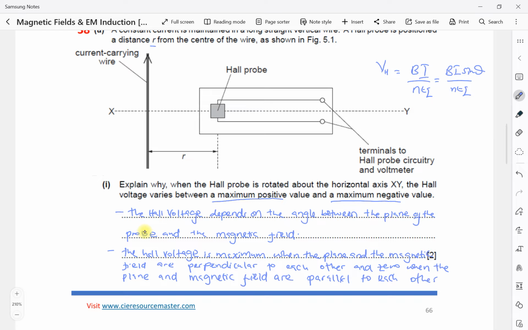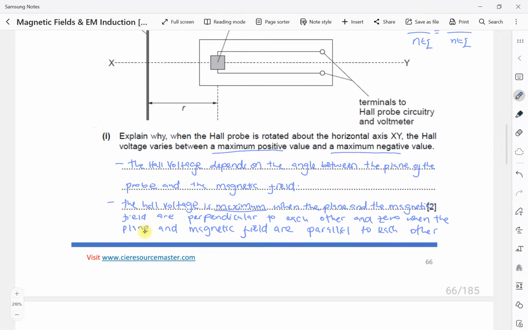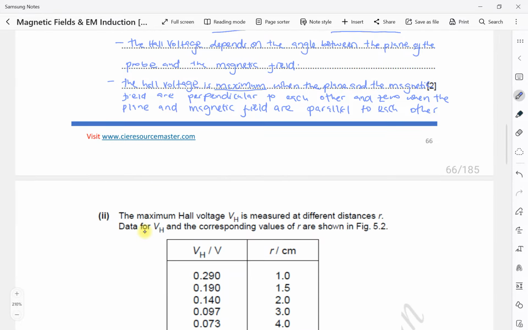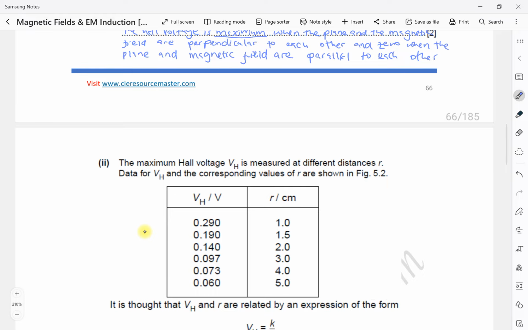Of course, it will be maximum twice because of different angles, different directions. It will be maximum twice, but of course it will be 0 whenever the plane of the Hall probe is parallel to the magnetic field. So it depends on the angle between the plane and the probe. When the angle is 90 degrees, then it is maximum. So it can be maximum positive or maximum negative.